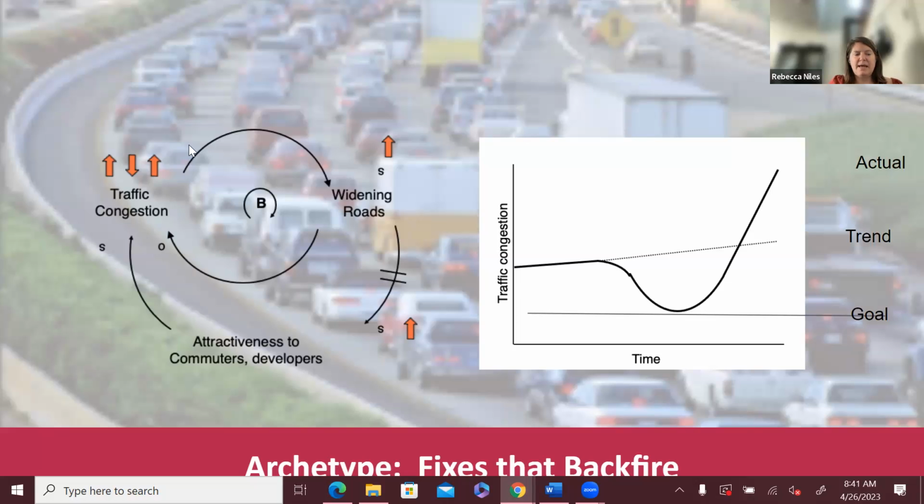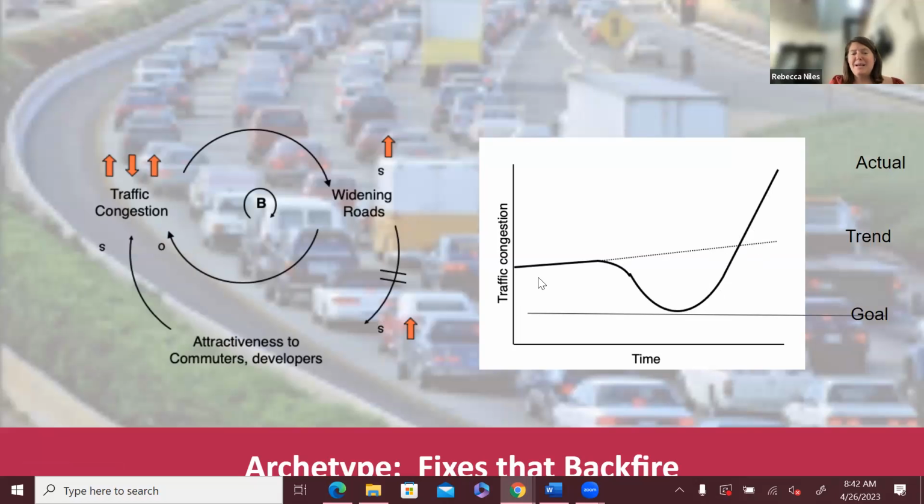So we see that when this balancing loop is dominant, we call it loop dominance, traffic congestion will go down. They built that new road, and suddenly it takes half the time to get in there. But then we've got this reinforcing loop, and it comes back. Maybe it doesn't go up like this, but it comes back to where it was, or it gets a little bit worse, because maybe you overbuilt.